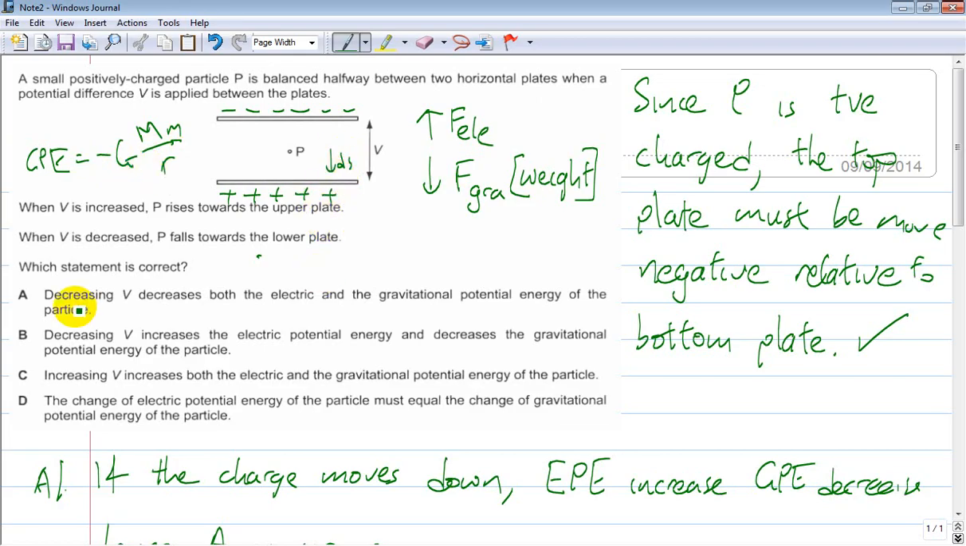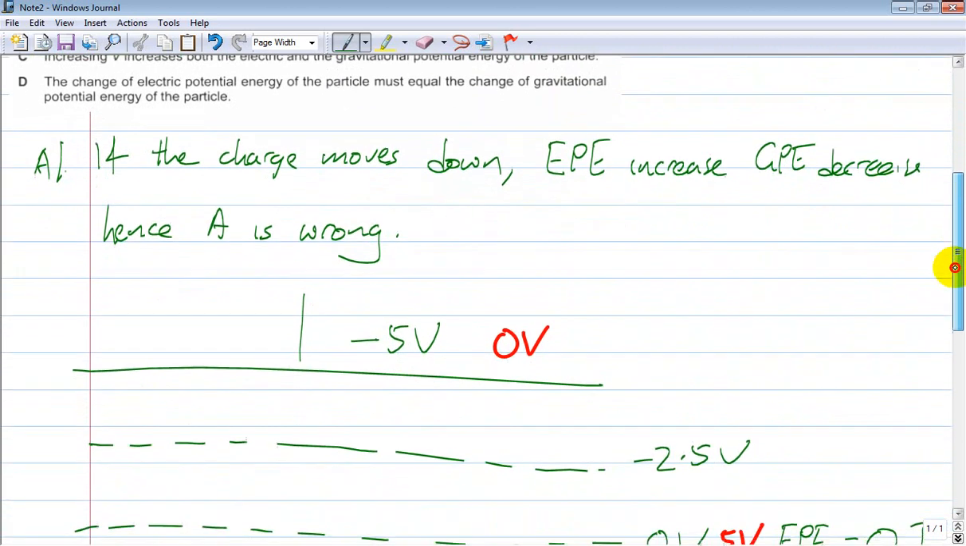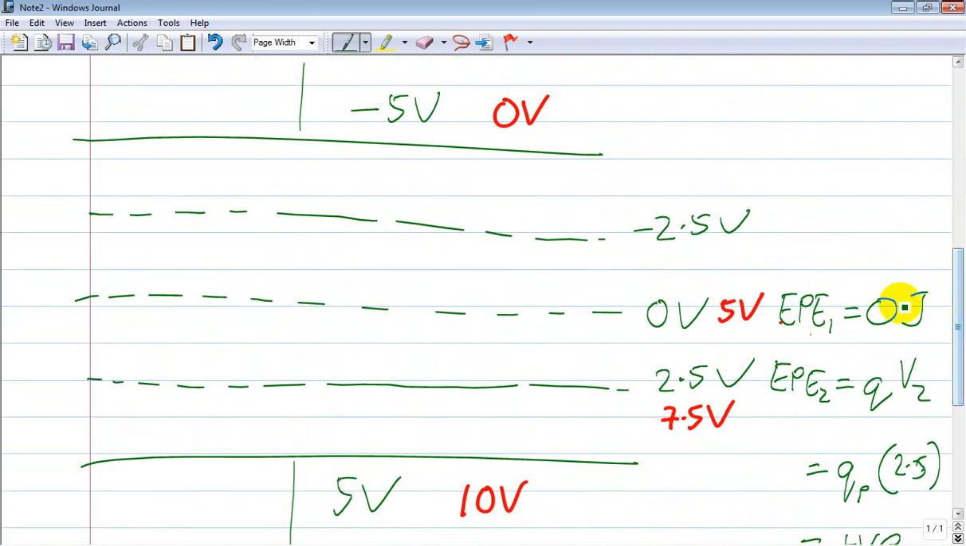According to what's given in the question, when I decrease V, P falls towards the lower plate. So I know that the GPE must drop. GPE definitely drops when V decreases. What about electric potential energy? Having realized that the bottom plate is more positive than the top plate, we can start to draw equipotential lines to visualize what happens to the charge as I move from the center to a lower position.